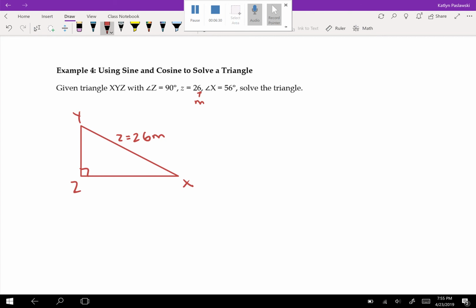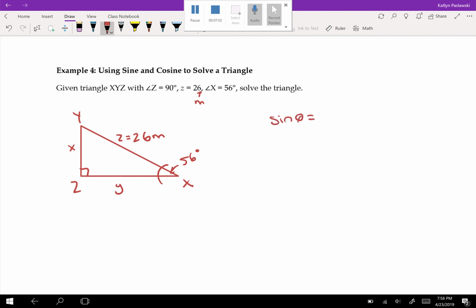It tells me that angle x is 56 degrees. Now it wants me to solve the triangle. So in this case, solving the triangle means all three sides and all three angles. So first, I'm going to start with solving for side x, and here is side y. So using side x, which is opposite over hypotenuse, that's using sine.